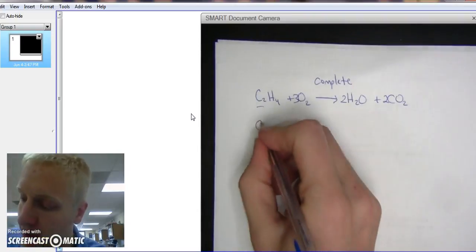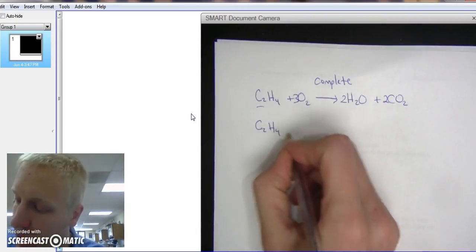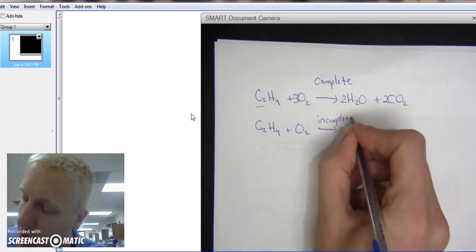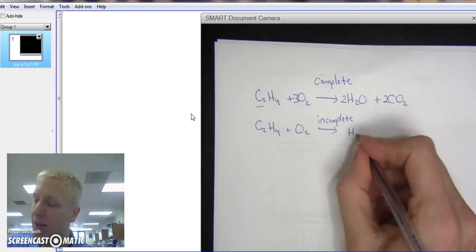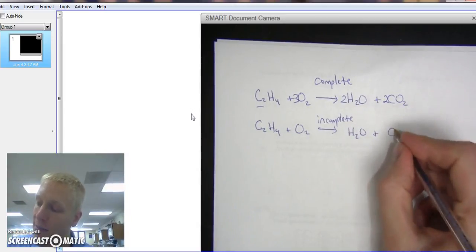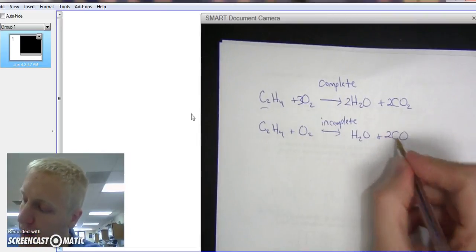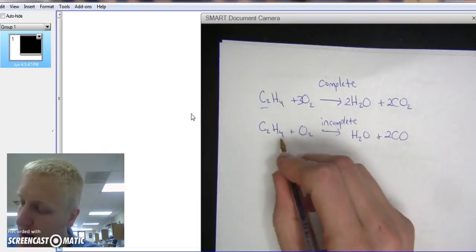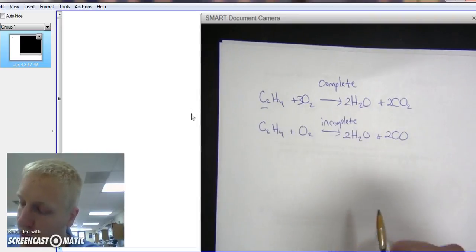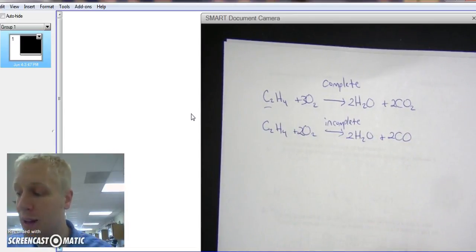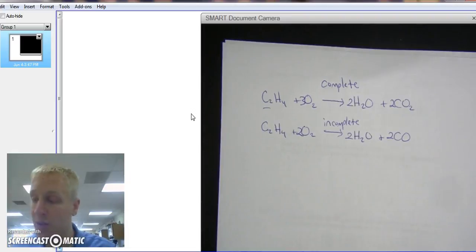That's complete combustion. What happens if I have C2H4 plus O2 and this is incomplete? Incomplete combustion. I still have H2O as a product, but this time my other product is carbon monoxide, CO. I need 2 carbons, 2 hydrogens, 2 times 2, 4 is 4, 2 plus 2 is 4, 2. So the only thing that really changes is my product is CO instead of CO2, and my amount of oxygen is different.